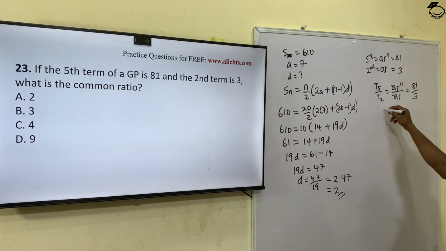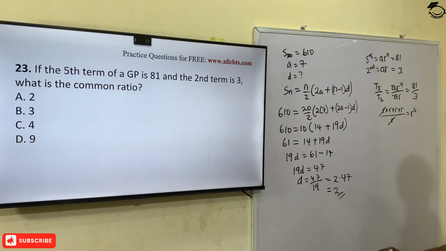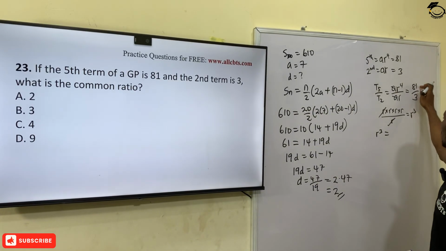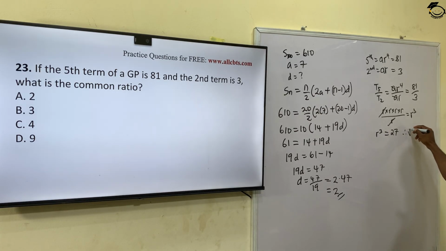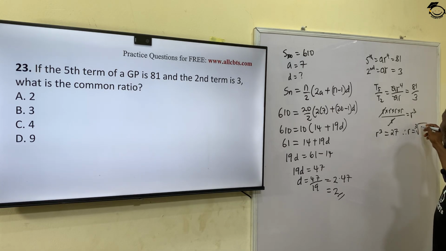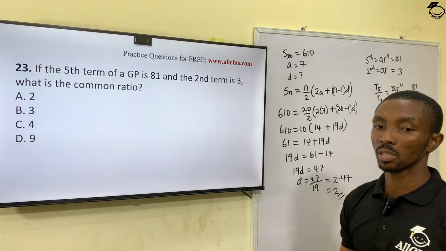This r raised to power 4 is something as r times r times r times r all over r. So 1 r will cancel 1, leaving us with r raised to power 3. So we have r raised to power 3 equals 81 divided by 3, which will give us 27. So therefore, our r equals cube root of 27, which is 3. So our common ratio for this geometric progression is 3.